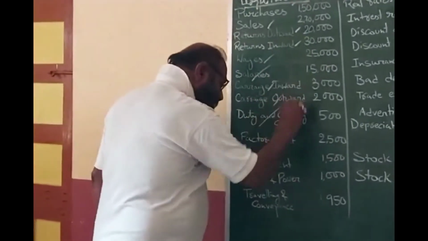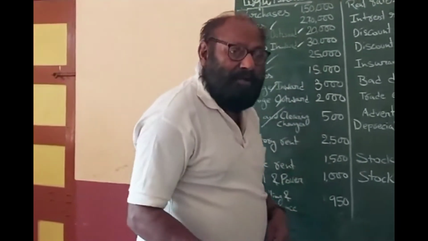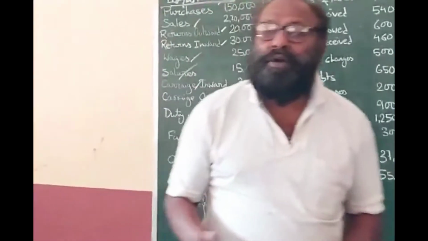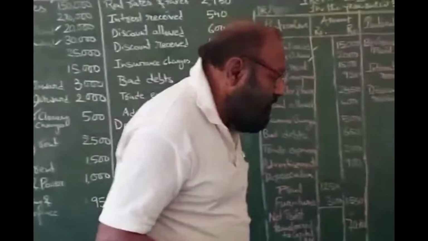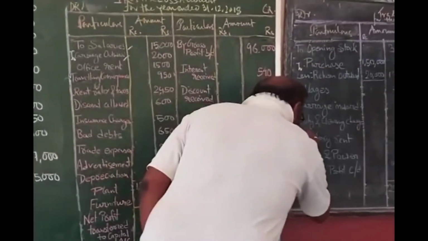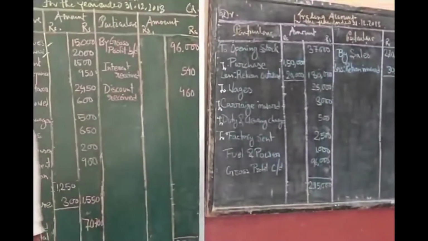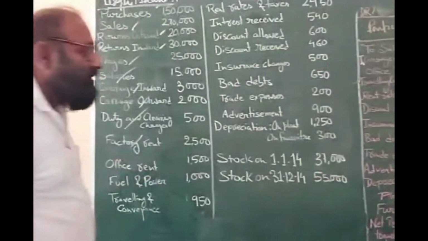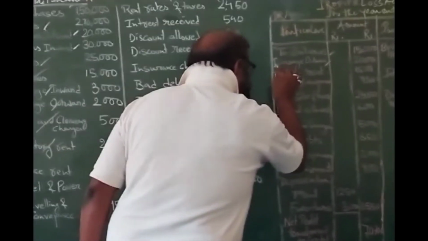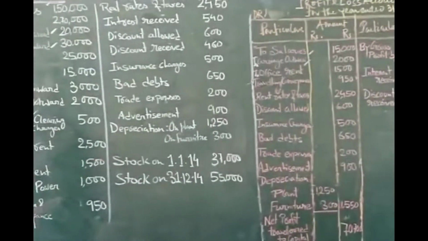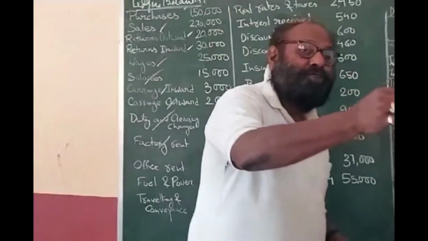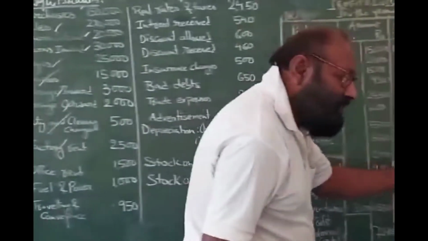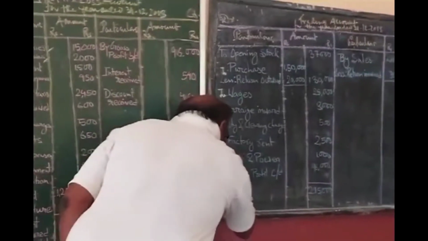Duty and clearing charges. Then factory rate. Factory rate is a manufacturing expenses. But here we have not been asked to prepare any manufacturing account, so factory rate should be treated as a trading expenses. Then office rate. Office rate is an administrative expenses, so it will come over here as office rate. Then fuel and power. It is manufacturing expenses, but we have not been asked to prepare manufacturing account, so it should be in the trading account.